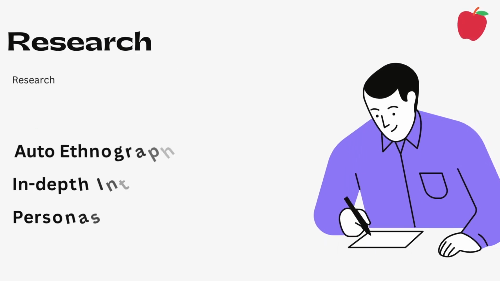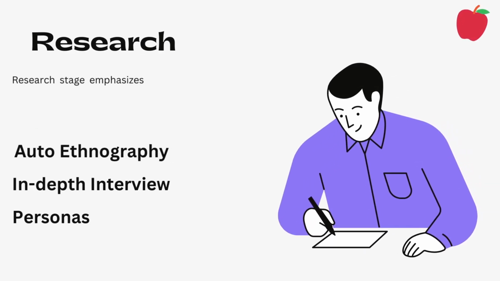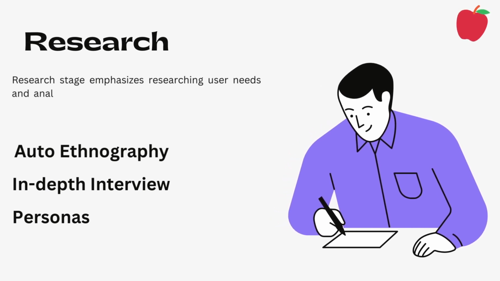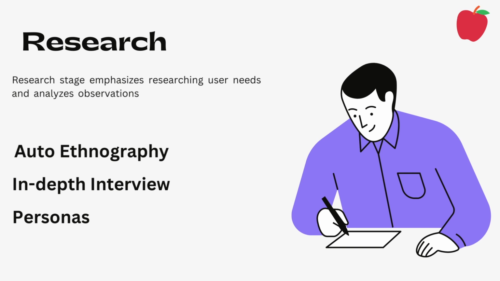The first stage of design thinking is research. The research stage emphasizes researching user needs and analyzing observation to define core problems in a human-centered manner. To find my problem statement, I'll be using autoethnography, in-depth interview, and personas.